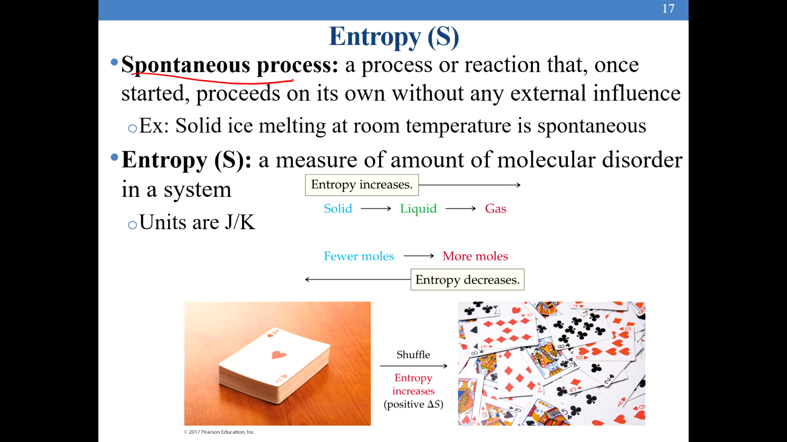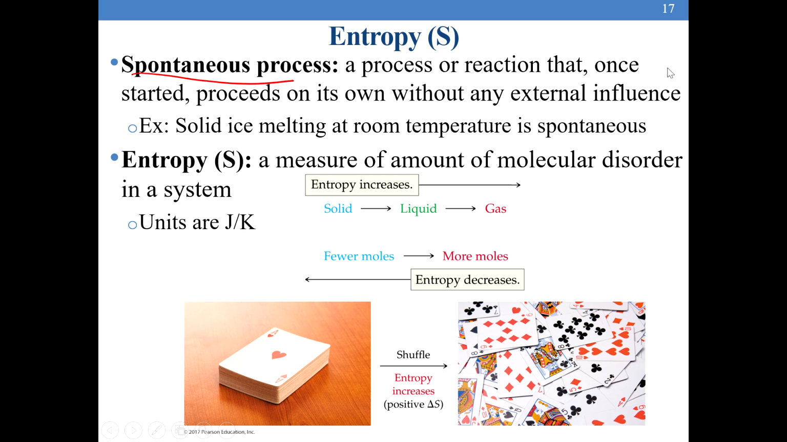So it's defined here, a process or reaction that once it's started, it's going to proceed on its own without any external influence, no added energy, no added pressure, no added temperature, nothing will force it, it'll continue on its own. So an example would be if you have solid ice, just like an ice cube of water, sitting at room temperature, it will spontaneously melt. It'll change from solid to liquid.